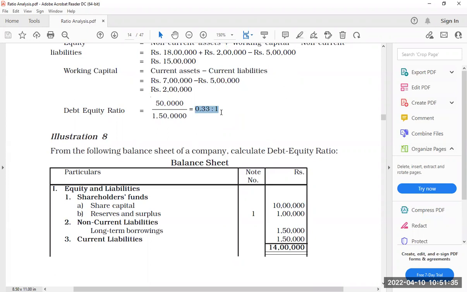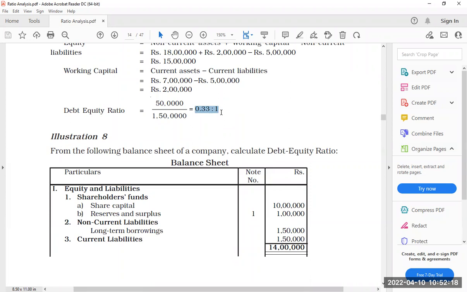Suppose it is 3:1, or 0.33:1, so you are saying it has more capacity to borrow money. If you are a banker, what is your decision now? If the company comes to you to ask for a loan, what is your decision? You will give. Suppose this company is asking for a loan of 25 lakhs, what will be the revised debt equity ratio after the loan is granted?